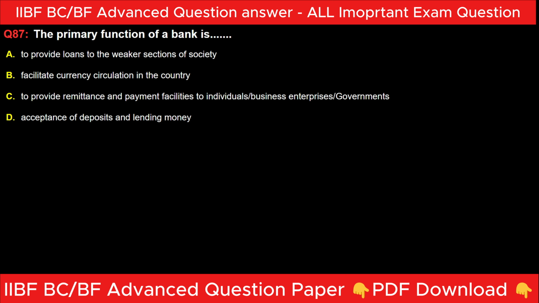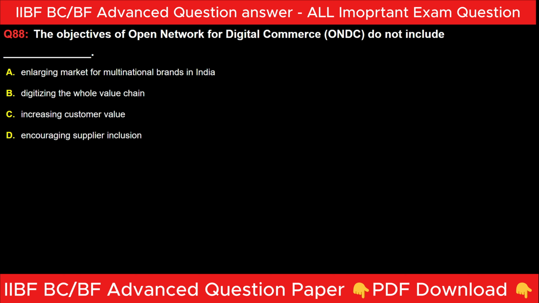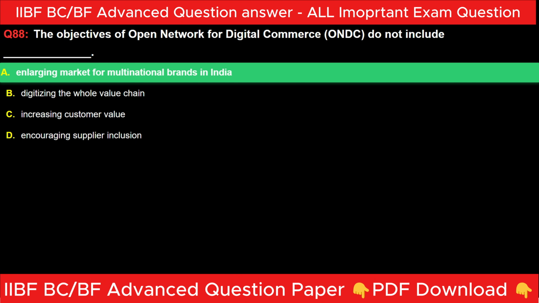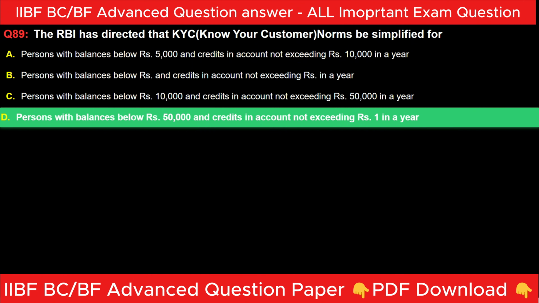The primary function of a bank is acceptance of deposits and lending money. The objectives of Open Network for Digital Commerce (ONDC) do not include enlarging market for multinational brands in India. The RBI has directed that KYC, Know Your Customer, norms be simplified for persons with balances below 50,000 rupees and credits in account not exceeding 1 rupee in a year.